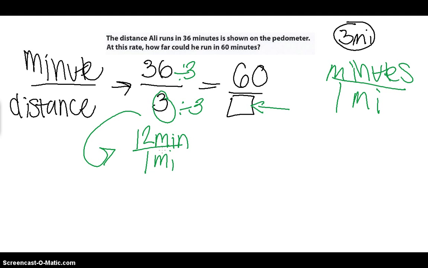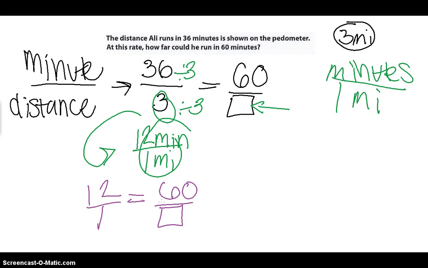Now, is this equivalent to 36 over 3? Well, yes, of course it is, because I can multiply that 12 over 1 by 3 and get my 36 over 3 again. So, because they are equivalent, I can substitute this unit rate into my proportion for 36 over 3. So I'll have a new proportion that will look something like this: 12 over 1 equals 60 over my unknown box.